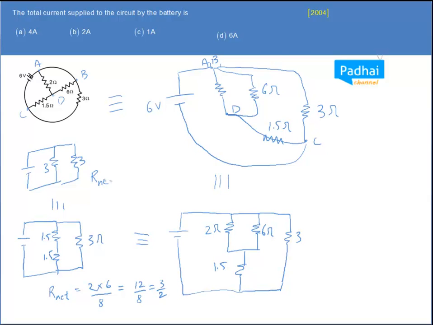So R net will be what? 3 into 3 divided by 6. This will be 9 by 6. This will be 1.5, right? So this is basically 1.5. So that means I will be equal to V by R, which will be equal to 6 upon 1.5, which will be equal to 4 amperes, right? So that means option A is correct.